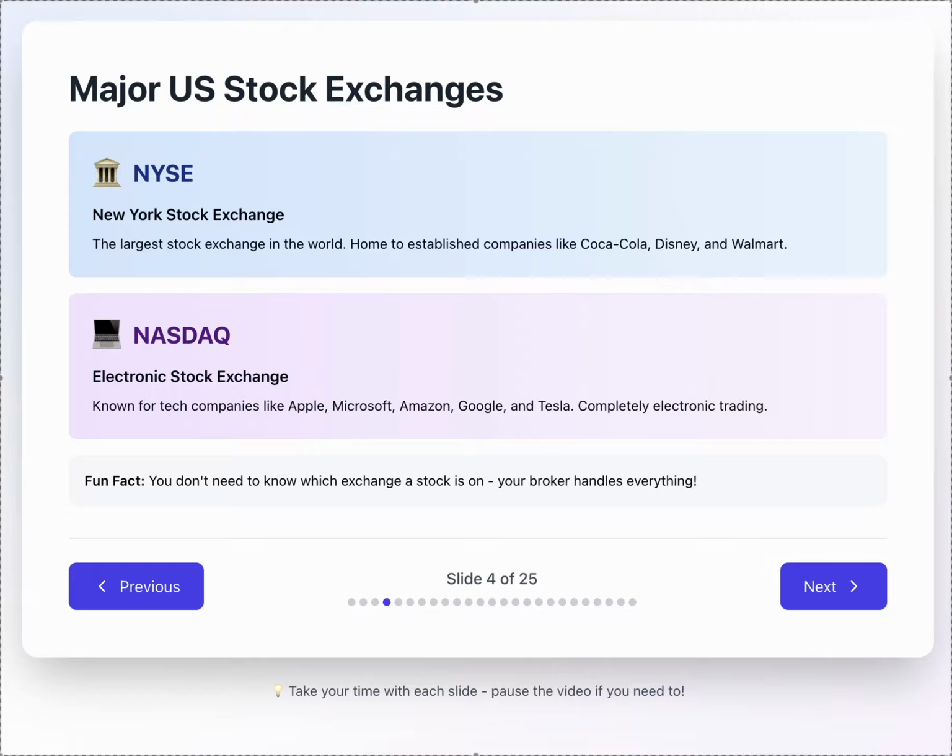Nasdaq is known for tech companies. This is where you will find Apple, Microsoft, Amazon, Google, Tesla, basically all the big tech names. Here's the cool thing though, you don't actually need to know which exchange a stock is on. When you buy a stock through your broker, they handle all of that for you automatically. It's all behind the scenes.